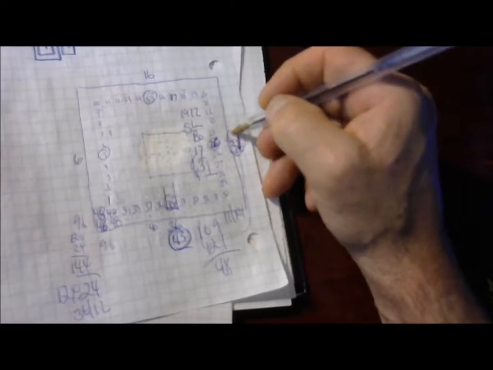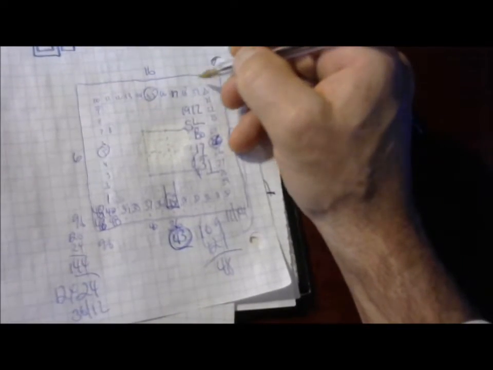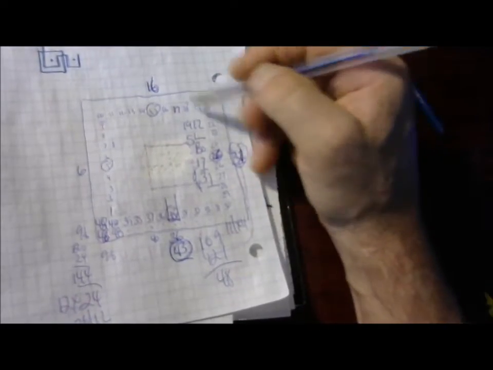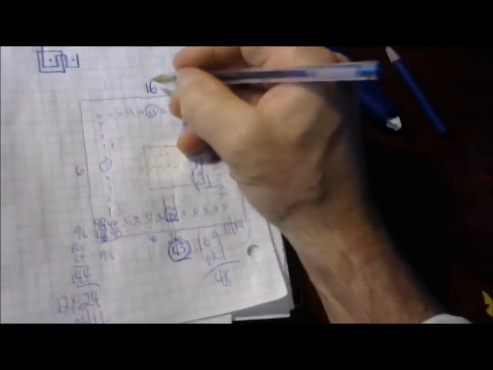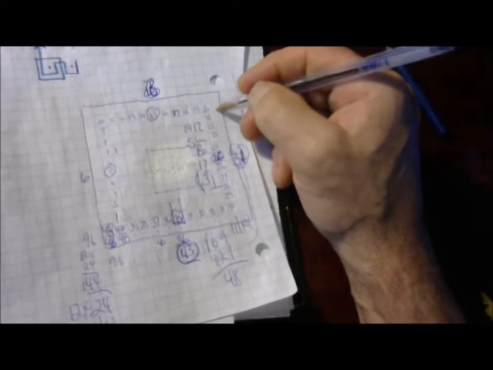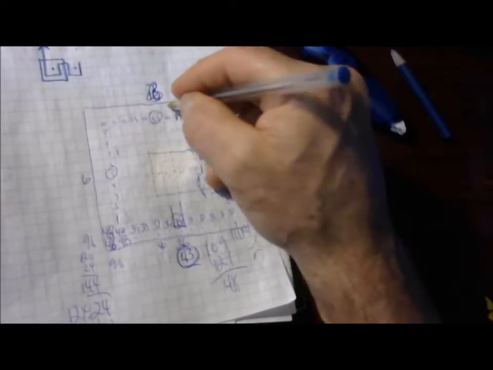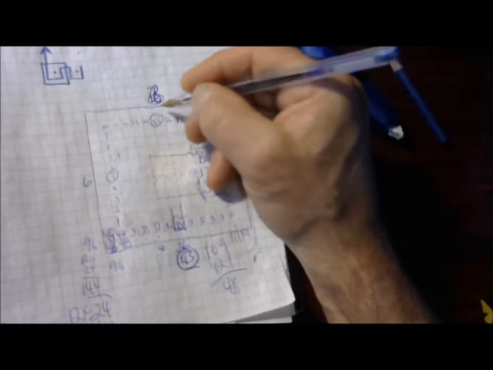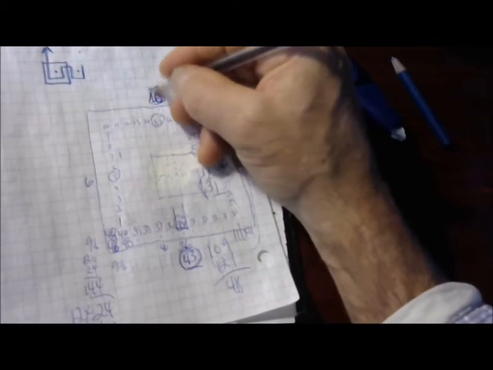31, 29, 28, 27, 26, 25, 24, 23, 22, 21, 20, 19, 18, 17. Is that 16? Take away 8, 23. Let me try it again. 1, 2, 3, 4, 5, 6, 7, 8, 9, 10, 11, 12. It'd be 19.